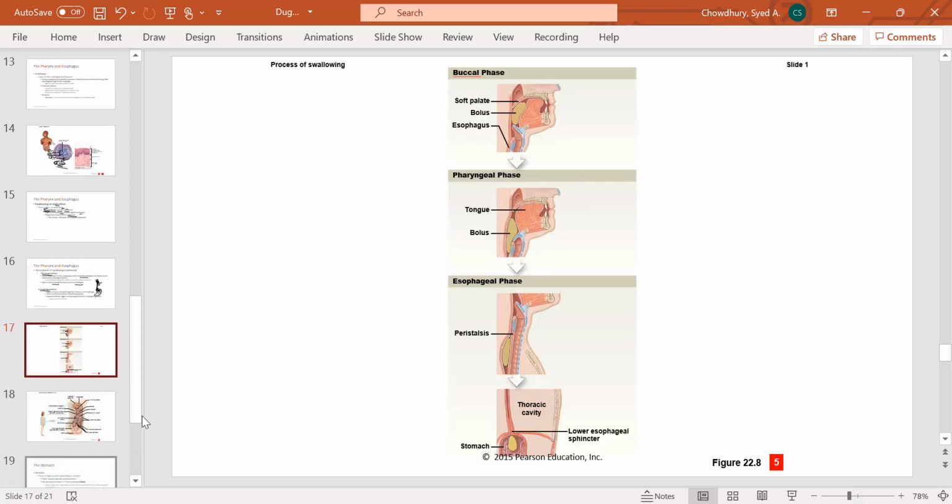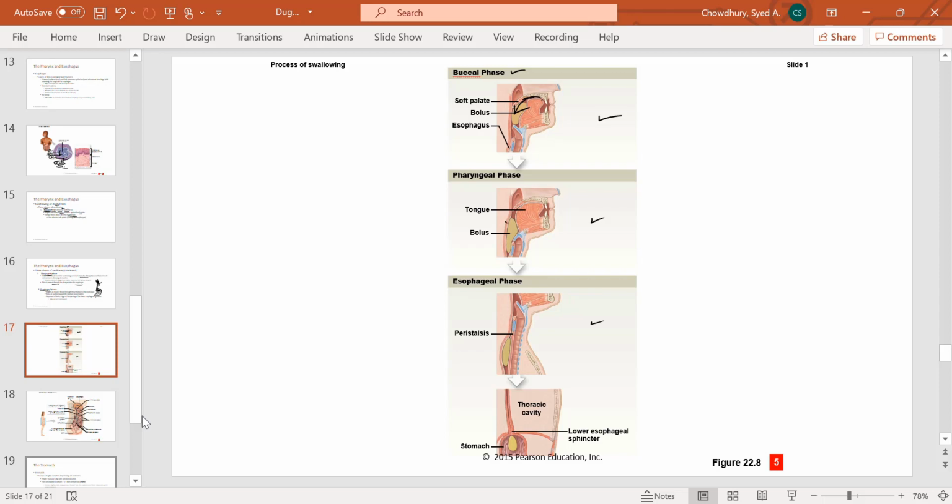Here you see the phases of deglutition, or swallowing. So this is the buccal phase. Inside the mouth, the food bolus is formed, and you press the tongue against the palate, that will push the food bolus to the pharynx. So that's the buccal phase.